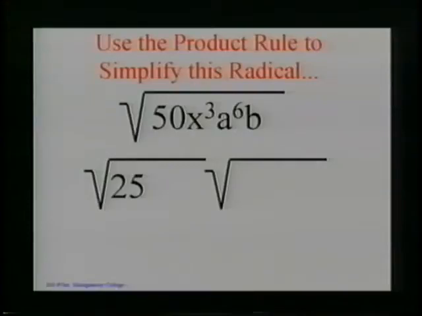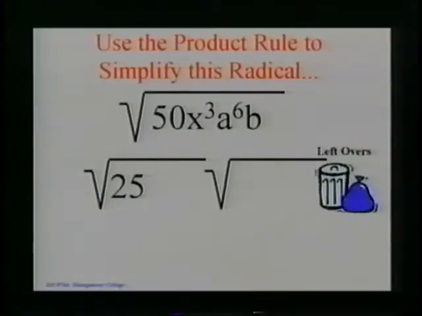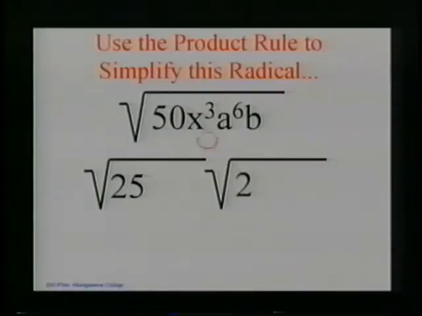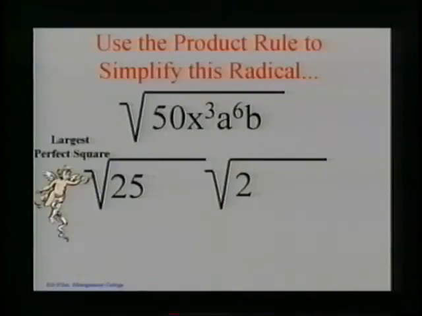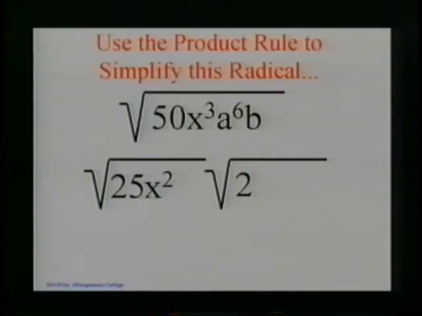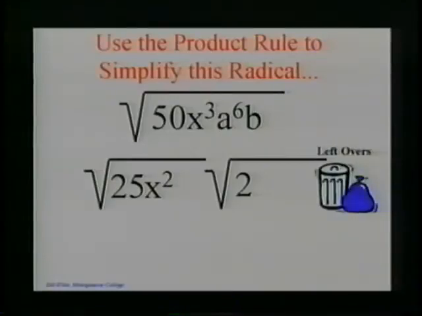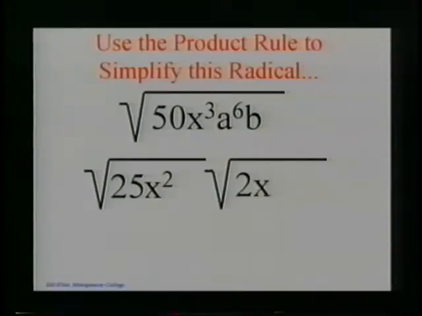25. It's going to help you to get to know the perfect square roots. I hope you still know them. And what's left over from that is 2. Now, what's the largest perfect square that goes into x to the third? Well, that's x to the second. And what's left over after you take x to the second out is just x. Now we're taking it one thing at a time.